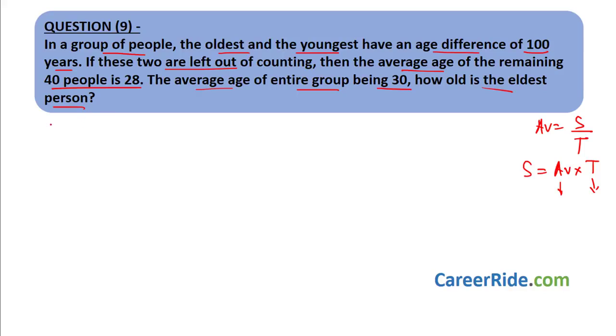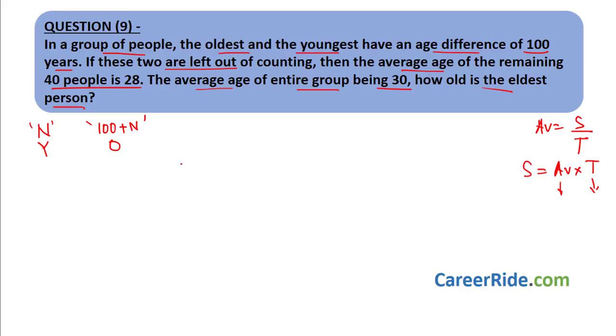Now what we know over here is that the age difference between oldest and youngest is 100 years. So let us assume that the youngest is n years old. So how much would be the oldest? 100 plus n years, right? Then only the difference between both of them would be 100 years. So this is the youngest, this is the oldest.